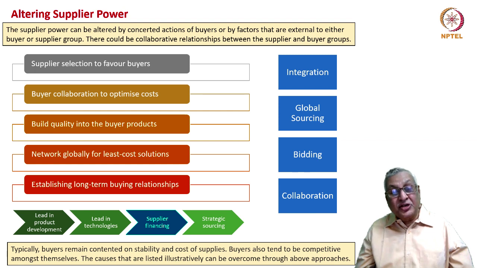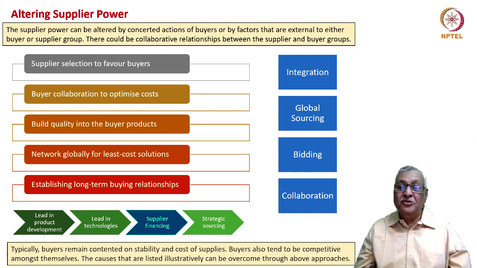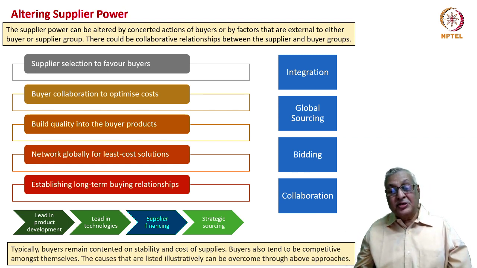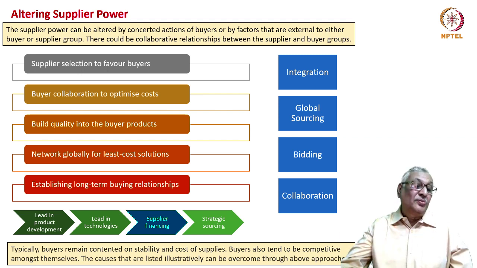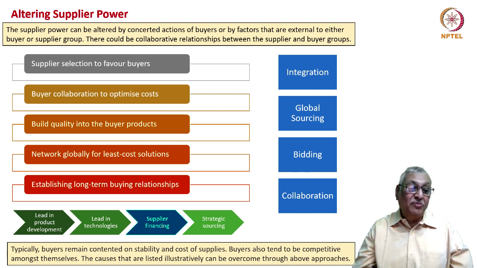So, the strategic view of altering supplier power is through better integration, better global sourcing, auctioning and bidding process, and collaboration. And to be able to have a sustainable lever on supplier power, one has to take the lead in product development. If the end product manufacturer innovates on the component level developments, the bargaining power of the buyer or the original equipment manufacturer would be high.